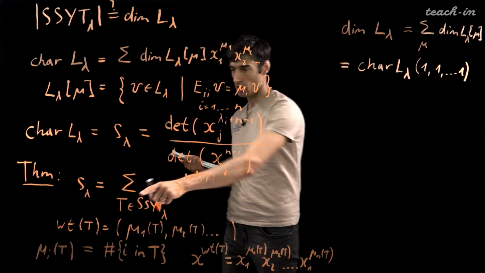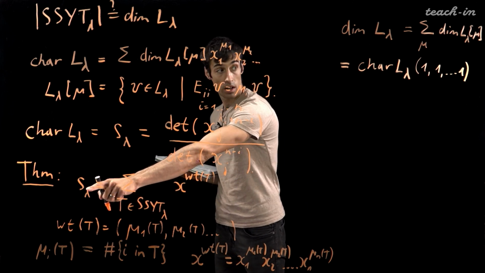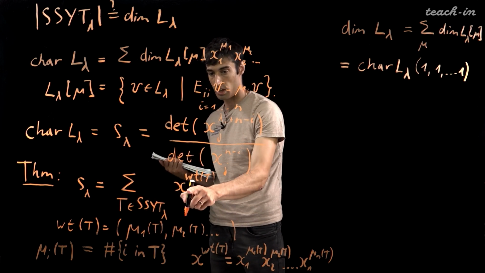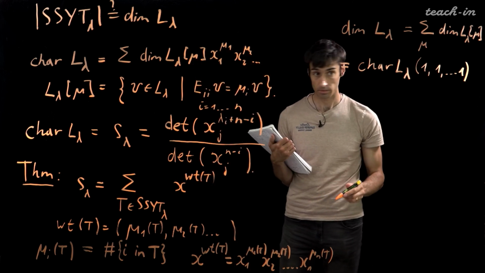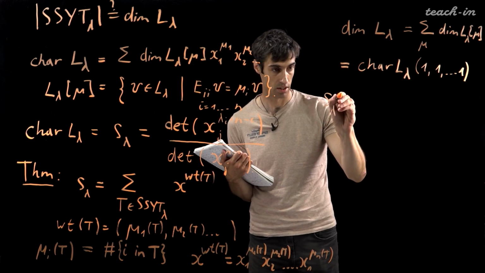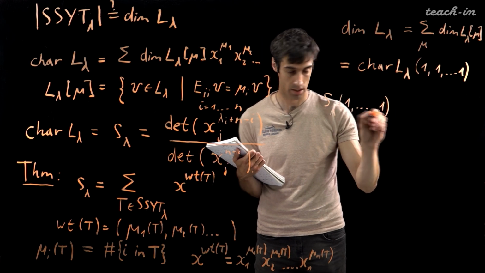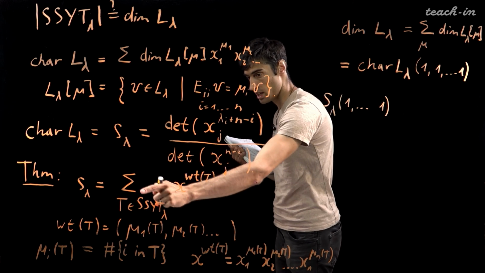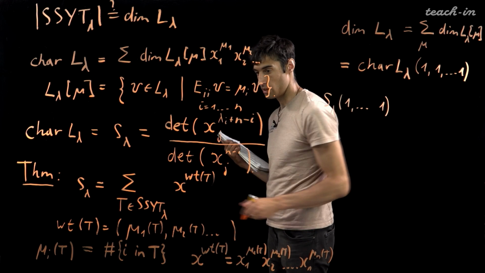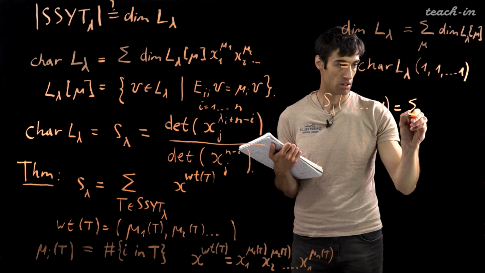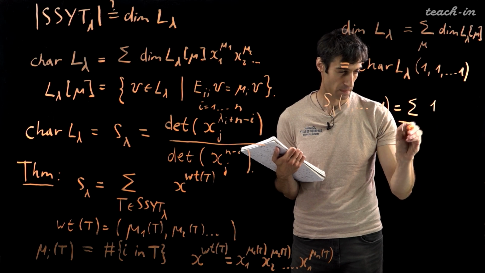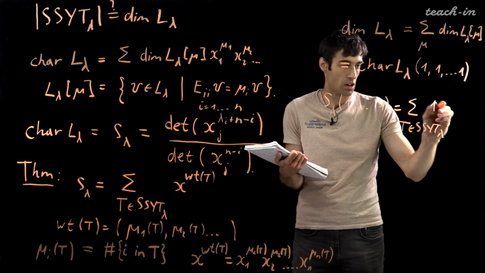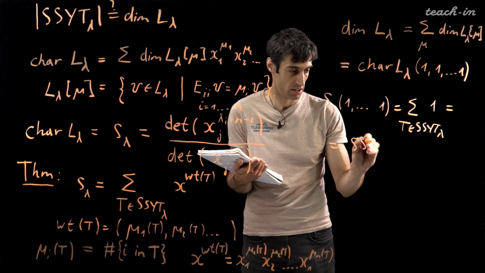On the other hand, we can use this theorem, and the character of L lambda is the same as S lambda. And if we put all x's to be 1 on the right-hand side, in S lambda, each term here is just 1. So it will be the sum of 1's over all semi-standard Young tableaux of shape lambda. But of course, it means you just count how many semi-standard Young tableaux there are.